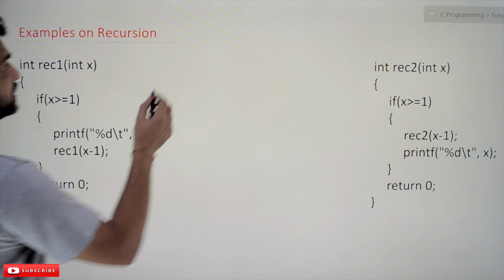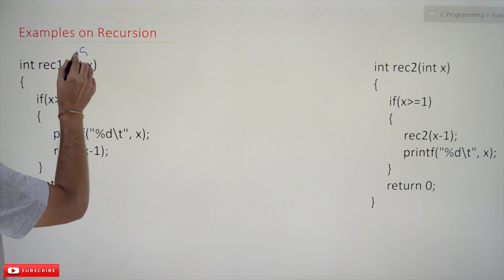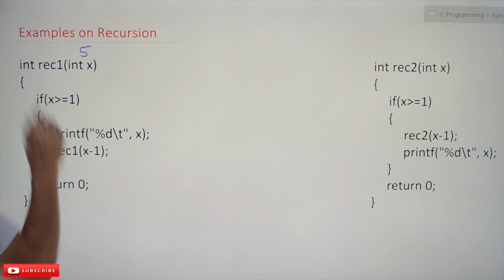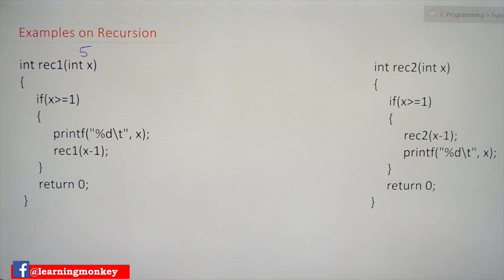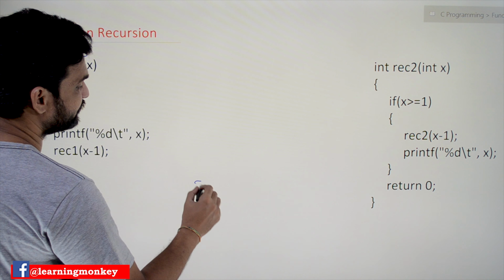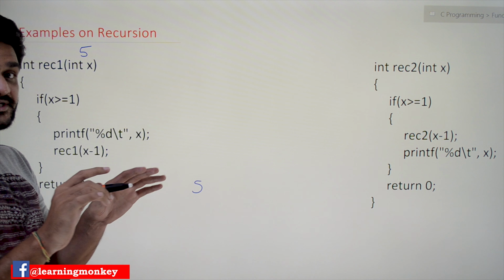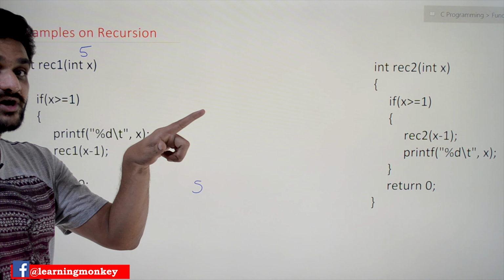Now let's try to execute this. Take the value of x as 5. Now here, if x is greater than or equal to 1, is it true? Yes, it is true. If it is true, print the value of x. So what will get printed? 5 will get printed.